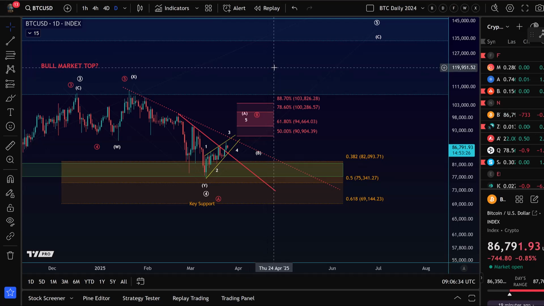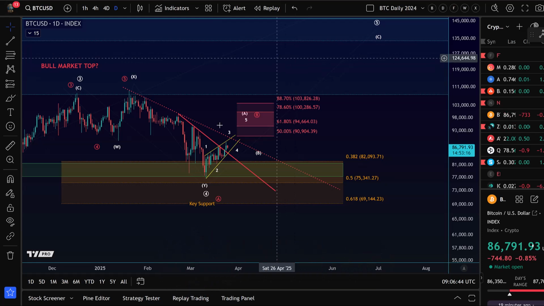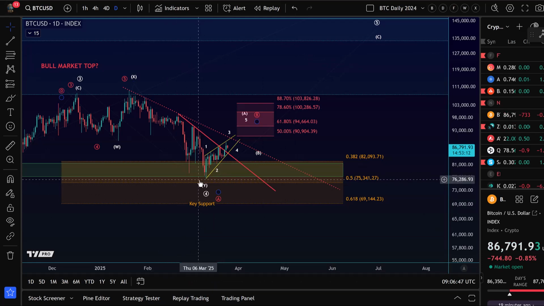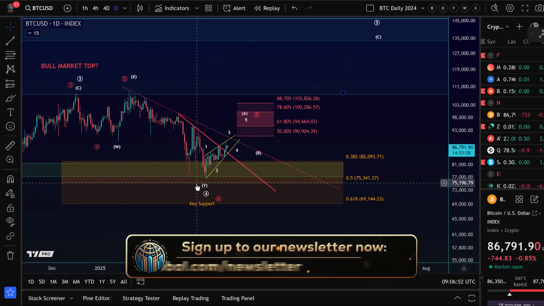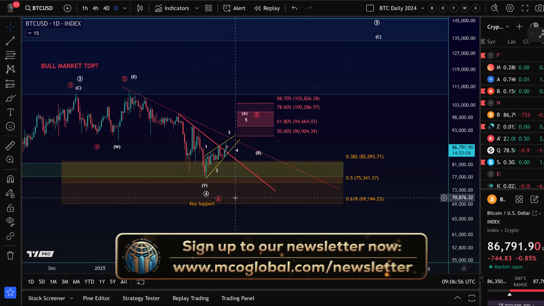We take a look at the daily chart first, then we will go to the smaller time frame. Here on the daily chart, what you can see is that we are still moving up in this ascending wedge pattern. It started obviously down here at around 76.4K, 76.5K. That's where the wave 4, the larger degree wave 4, potentially indeed bottomed.